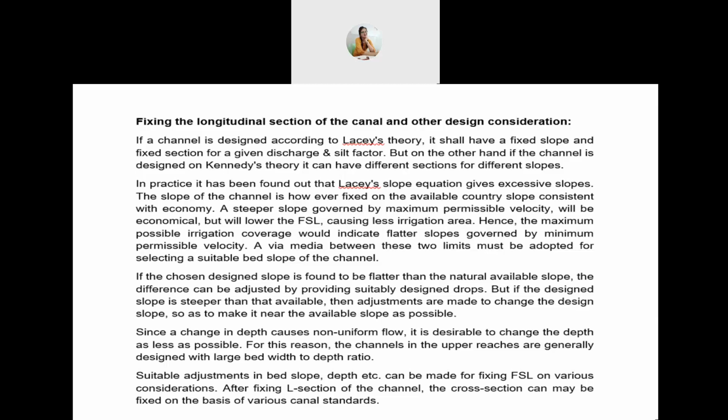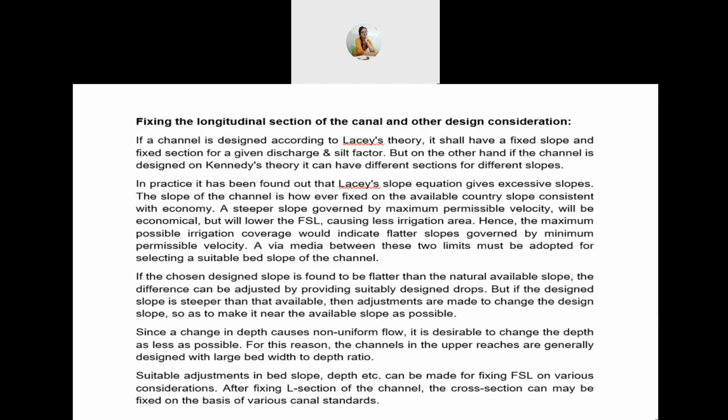If the chosen design slope is found to be flatter than the natural available slope, the difference can be adjusted by providing suitably designed drops. But if the design slope is steeper than the available, then adjustments are made to change the design slope so as to make it as near the available slope as possible. Since a change in depth causes non-uniform flow, it is desirable to change the depth as little as possible.